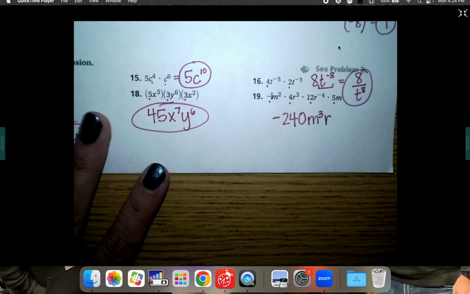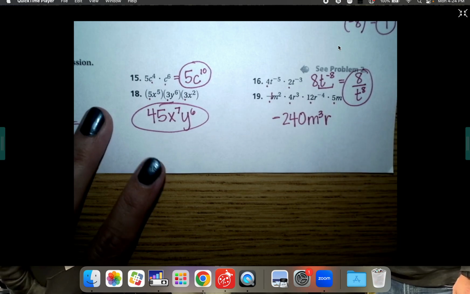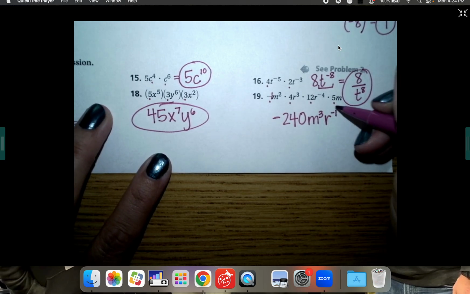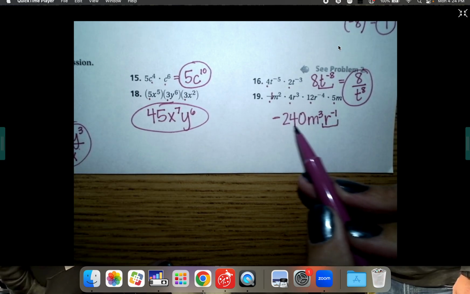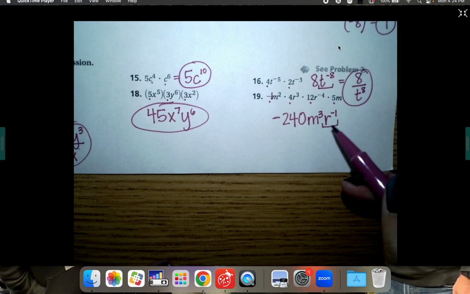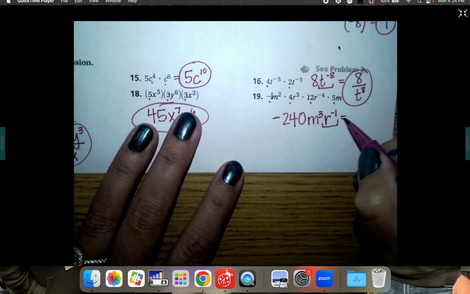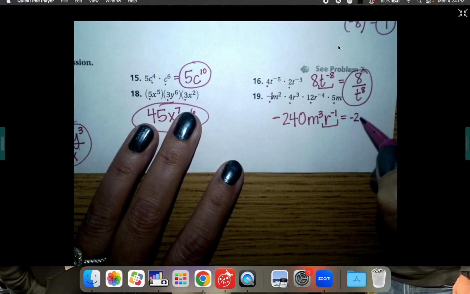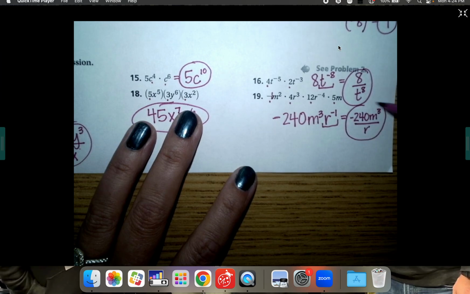Then we move on to R. We have 3 here and -4. 3 plus -4 is -1. That's a problem. This one's going to have to go. So all of this can stay in the numerator, but this is going to flip to the denominator. So our final answer is -240 m to the 3rd over r to the, now it's a positive 1, but you can just leave it hidden and invisible.